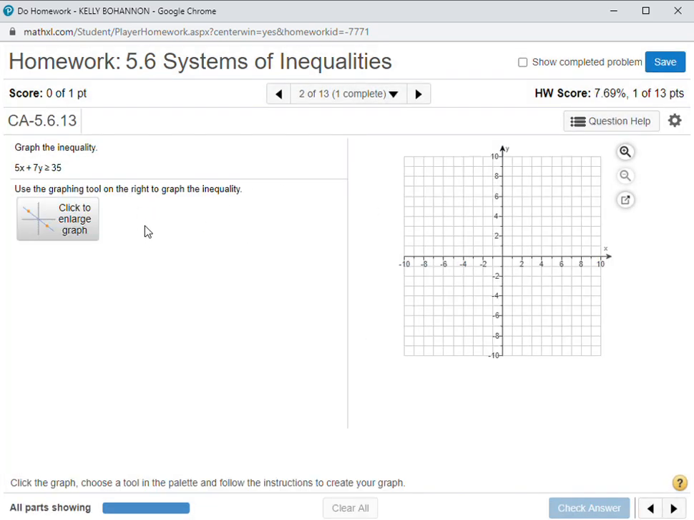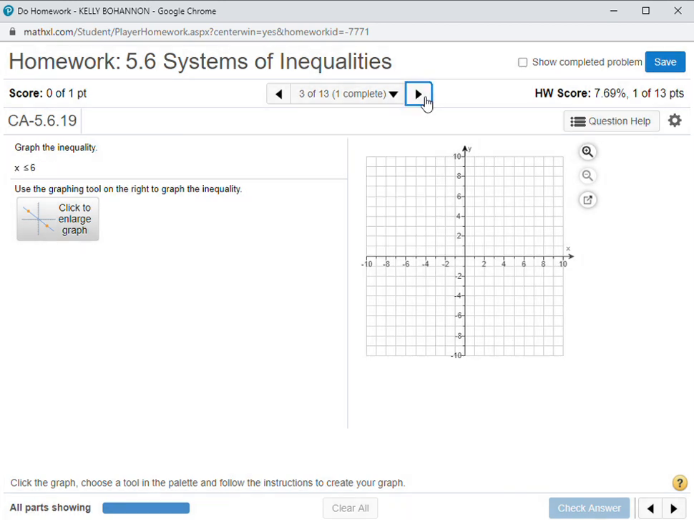So again, I got another one. I'm going to skip this one because it's linear also, and I would also solve it by x and y intercepts. Skip that one. This is a good one because it doesn't have both variables. This is just x is less than or equal to.